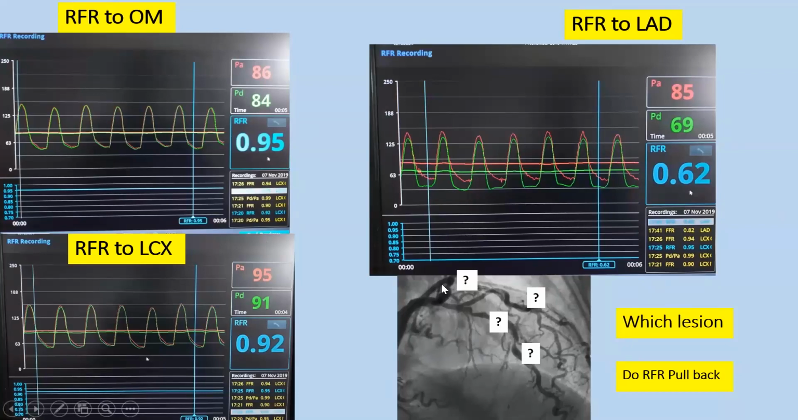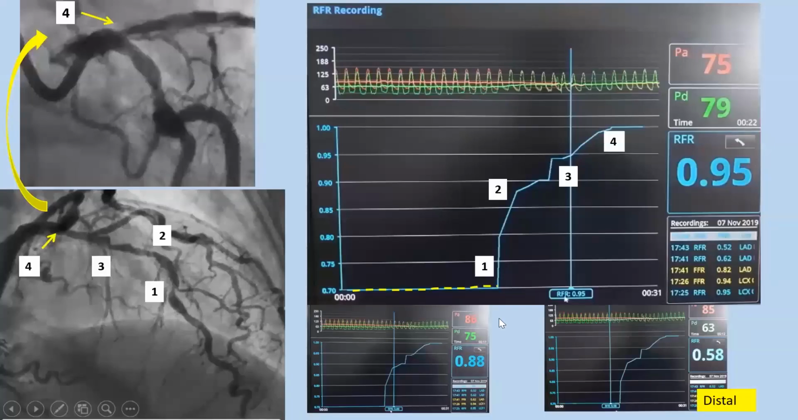is significant. So how do we identify, as there are multiple lesions, whether the ostial LAD is significant, or the distal lesion? We do an RFR pullback, and RFR pullback is extremely useful here. You can see these lesions, lesion number 1, 2, 3, and 4 is the ostial lesion. Now, as we move the RFR from distal to proximal in a pullback, we can see that the step up is highest in lesion 1 and lesion 2, and the step up is small in lesion 4.